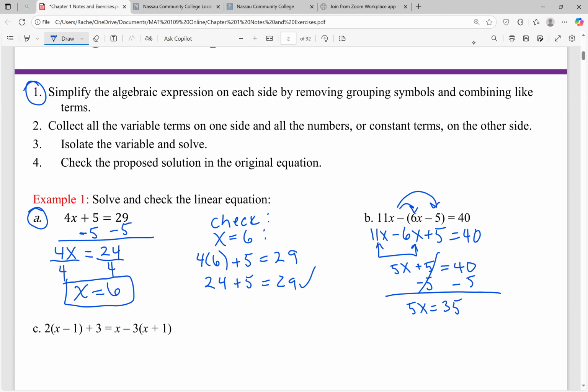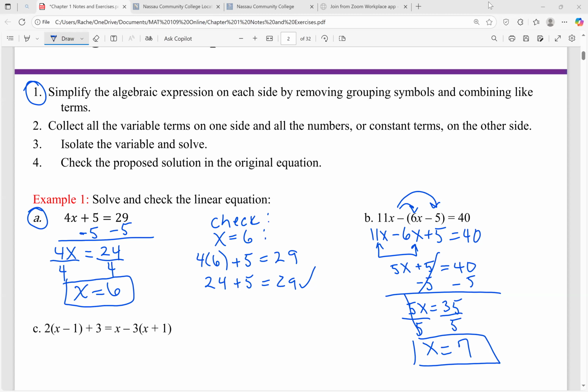40 minus 5. And just like before, I want to have 1x. So 5x has to be divided by 5 because 5 divided by 5 is 1. And then I divide the other side of the equation by 5. And we're going to get x is equal to 7. And again, you always want to check your answer to make sure that it's correct.